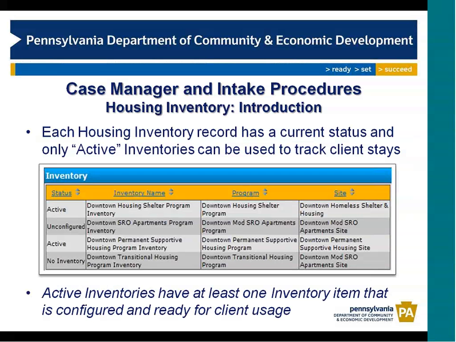Each housing inventory record will have a specific status associated with it. It denotes its current state, and only inventories with a status of active can actually be used to track client stays. They can also have other statuses such as unconfigured, no inventory, expired. Basically, an inventory becomes active once it has at least one inventory item that is configured and ready for usage.